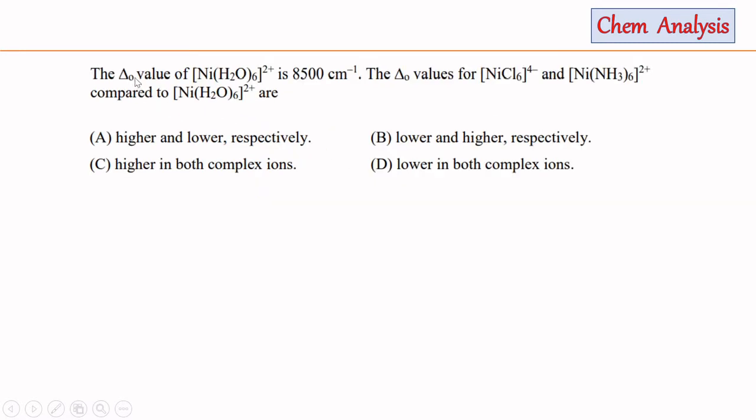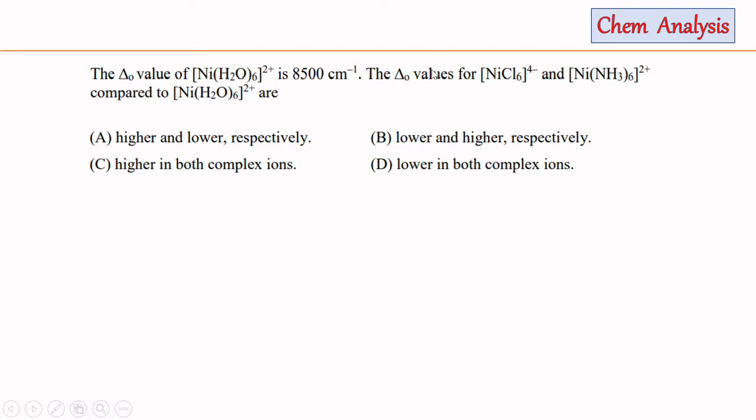Here it is given that the delta 0 value, that means in an octahedral complex the separation between the t2g and eg levels, for Ni(H2O)6 2+ is 8500 centimeter inverse, and we have to tell about the delta 0 values for these two complexes, where the metal center is in a fixed oxidation state, that is +2 oxidation state in both complexes, but the ligand attached to the metal center is changing. In one case there is a chloride ligand, and in another case there is an ammonia ligand.